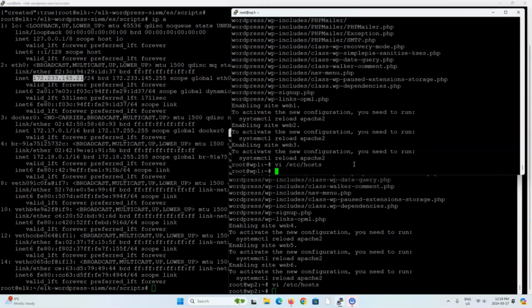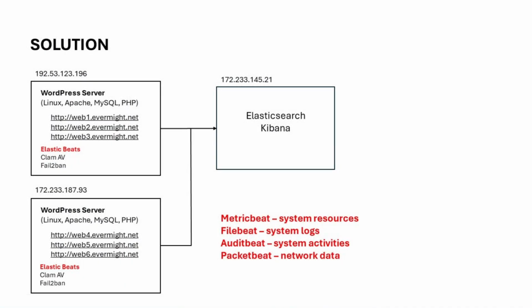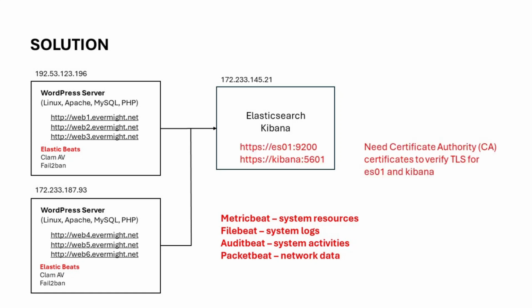The first thing we will do is install Metricbeat, Filebeat, Auditbeat, and Packetbeat to these WordPress Linux servers. These 4 beats from the beats library will ship useful operational and security data to our Elasticsearch, which we can build our security information and event management processes around. These beats need to connect via HTTPS to the hosts ES01 and Kibana.